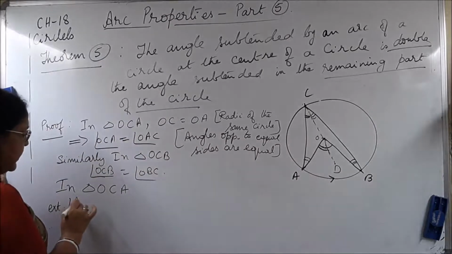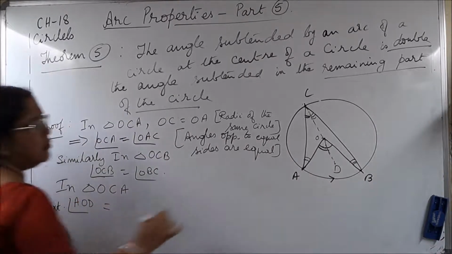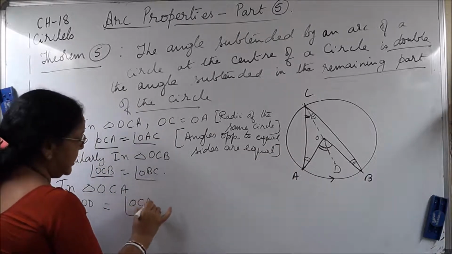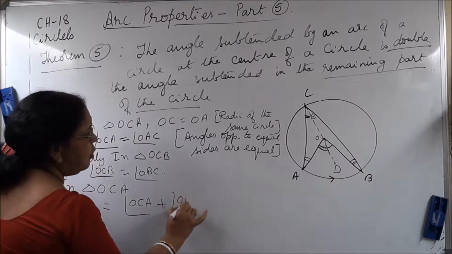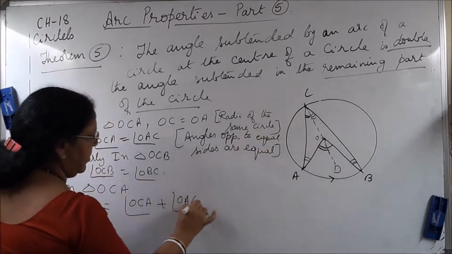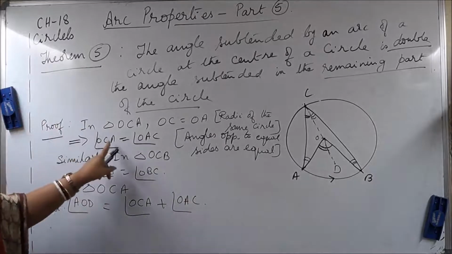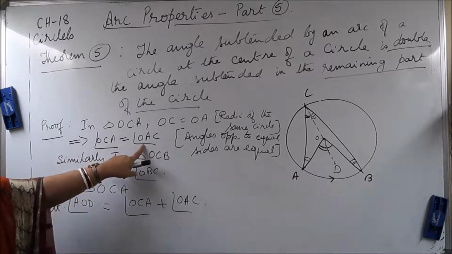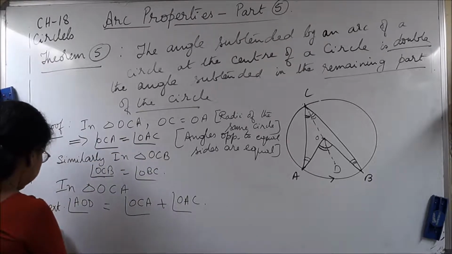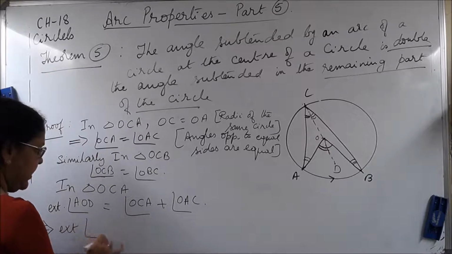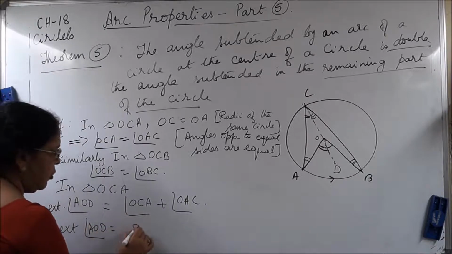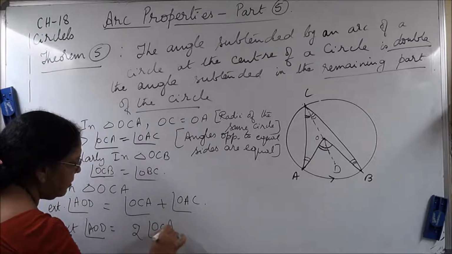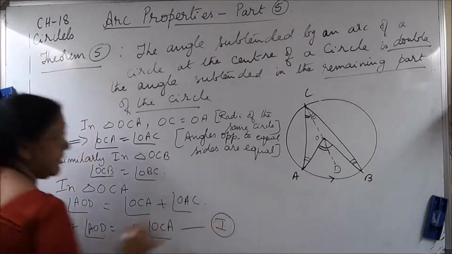So exterior angle AOD is equal to the sum of the interior opposite angles, that is angle OCA plus angle OAC. But we have proved that OCA and OAC are equal. So it implies exterior angle AOD is equal to OCA and OCA, that means twice angle OCA. Let us call this equation 1.